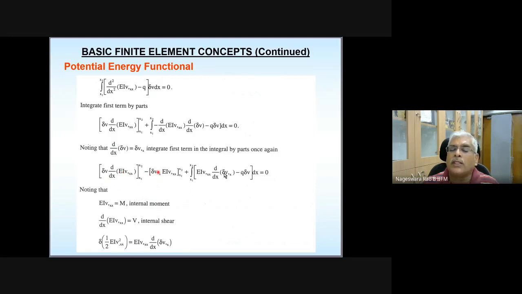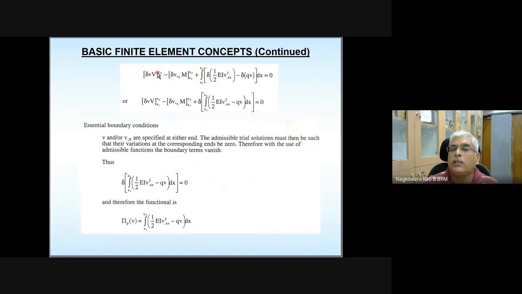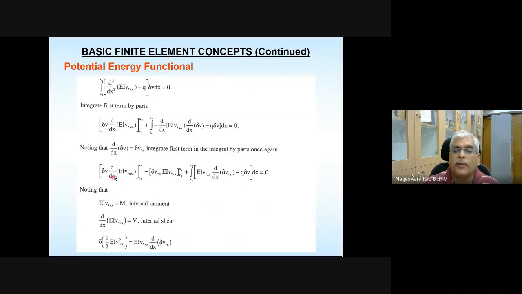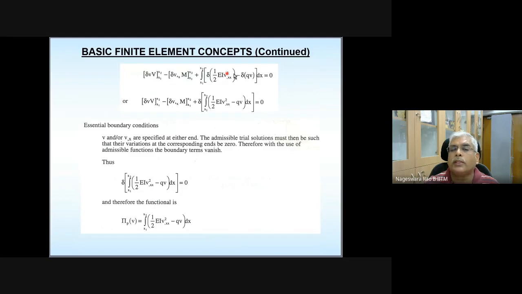I hope you have taken note of this equation and this notation. So let's go further. Now you plug in all this information here. Variation of V, this quantity is nothing but internal shear. This quantity is nothing but internal moment, and this quantity is this one. So plugging in all this information, the last equation here is going to reduce to this one.